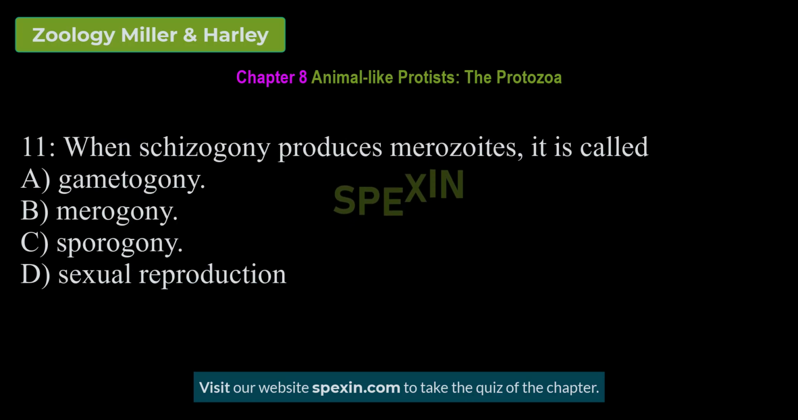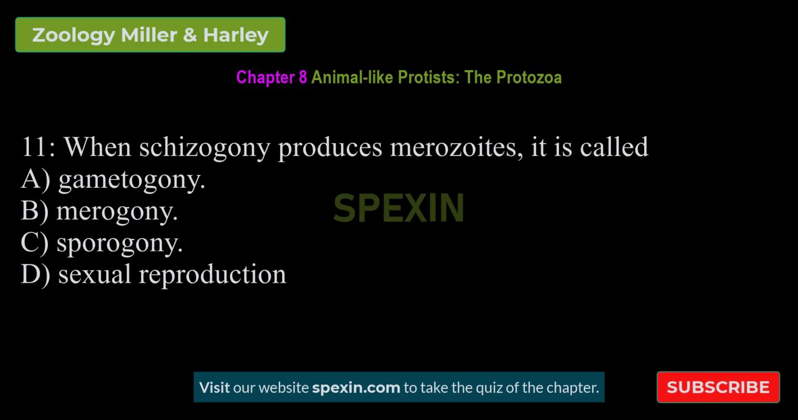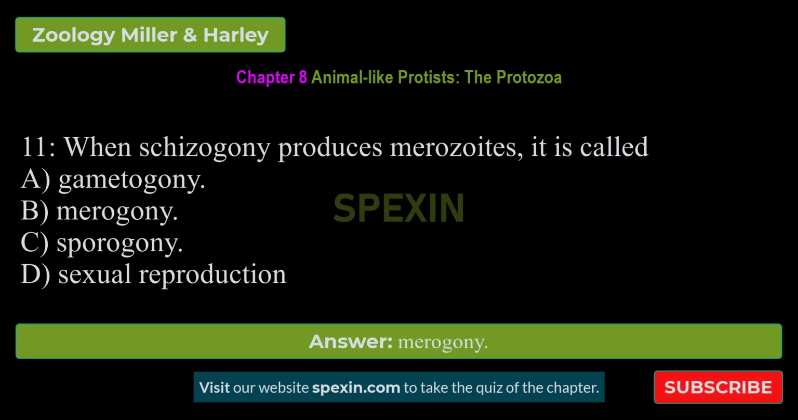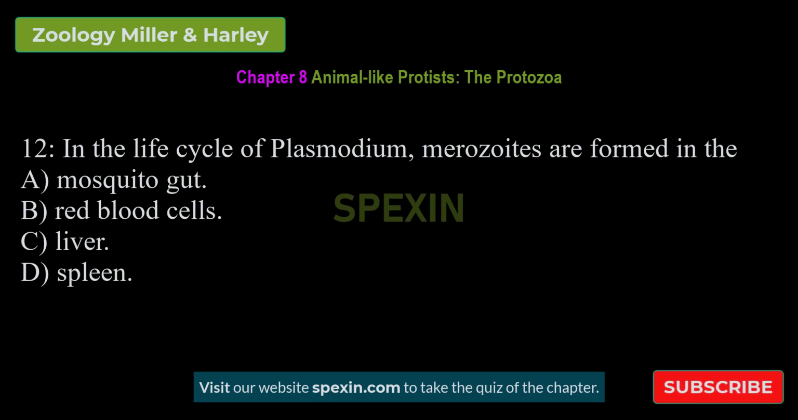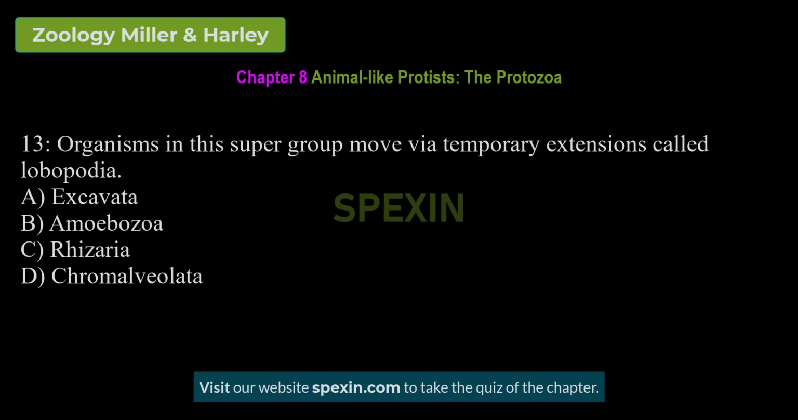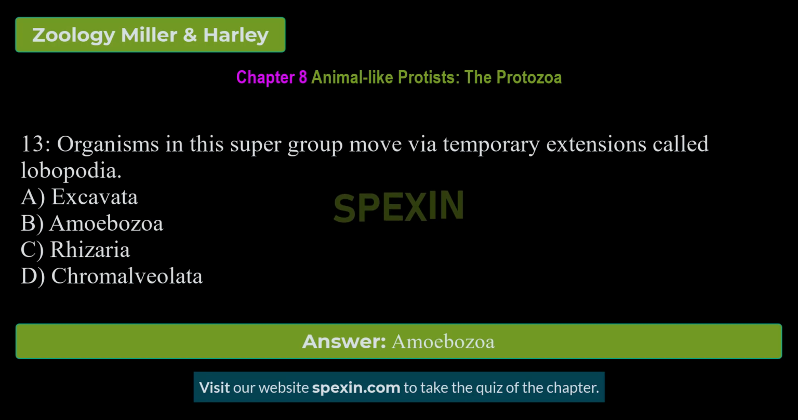When schizogony produces merozoites, it is called gametogony, merogony, sporogony, sexual reproduction. Correct answer: merogony. In the life cycle of Plasmodium, merozoites are formed in the mosquito gut, red blood cells, liver, spleen. Correct answer: liver. Organisms in this supergroup move via temporary extensions called lobopodia. Excavata, Amoebozoa, Rhizaria, Chromalveolata. Correct answer: Amoebozoa.